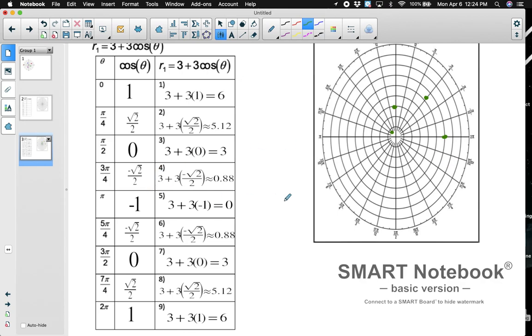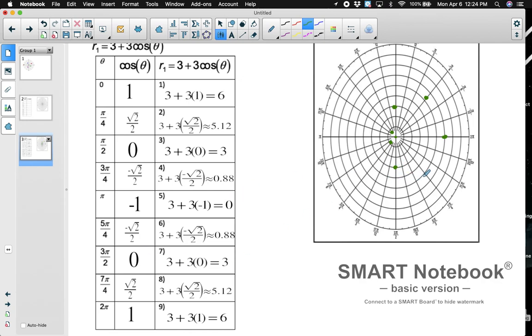Then when I'm at cosine of pi, so now I'm at this line, I have a radius of 0, so I haven't moved at all, so I'm actually still at the pole there. And now I'm at 5 pi over 4, this line here, and I'm going to again go out that 0.8, so not quite at 1. Cosine 3 pi over 2 is 0, so that means in my equation I get a 3, so I'm at the point 3 down here.